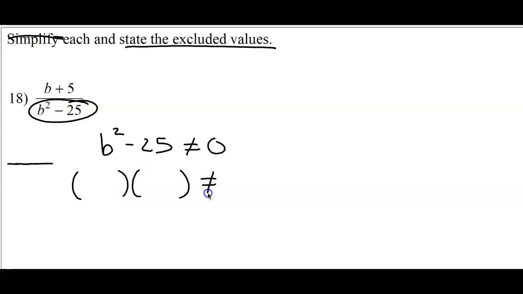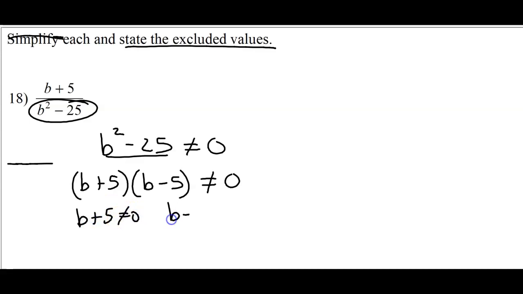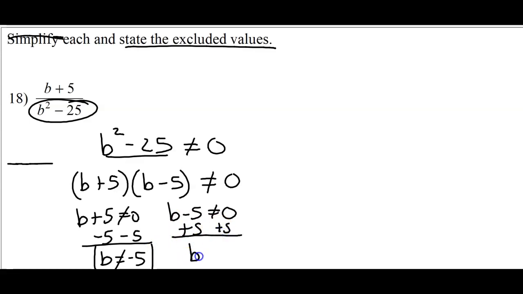Now, how do you factor that? This is a difference of squares, so it's going to be b plus 5 and b minus 5. You set them both equal to 0 with a slash. We're putting the slash because it's not allowed to equal that value. And then we solve. And if you guys don't like the slash, you don't have to use it. The point is the answer is negative 5 and positive 5. Those are the excluded values.